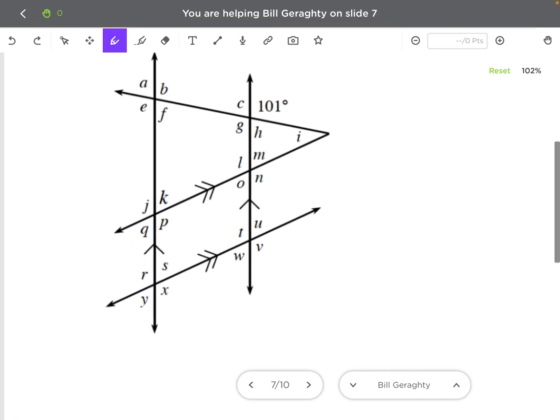So I'm taking a look, I see that I have some parallel lines, so I can immediately take this 101, slide it over, and say B is 101. E is also 101, F is 79, and A is 79. C is 79, G is 101, and H is 79, sorry. So we have some of our missing angles right there.